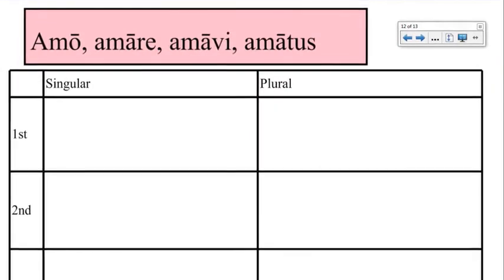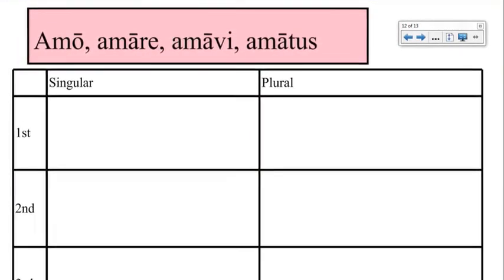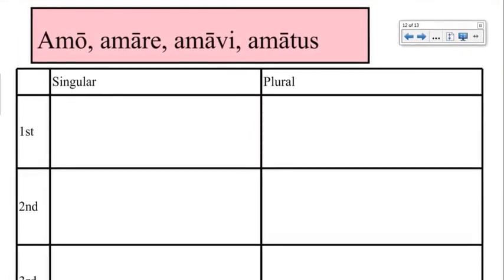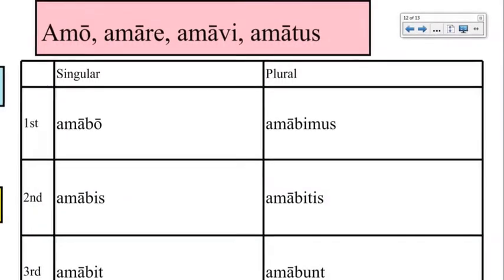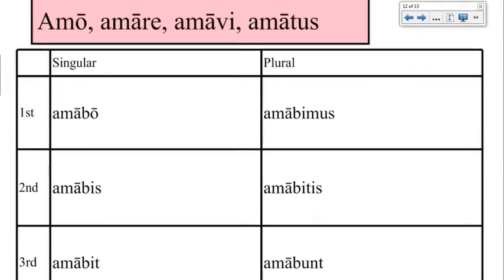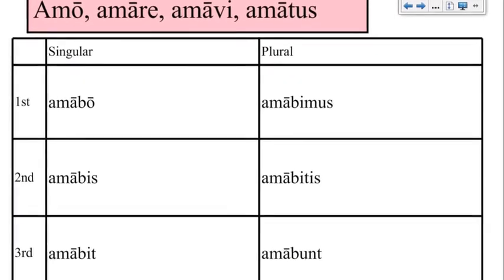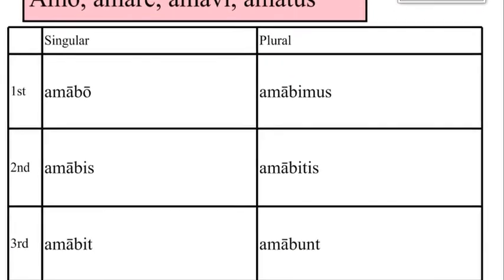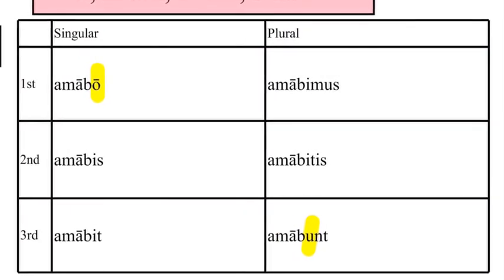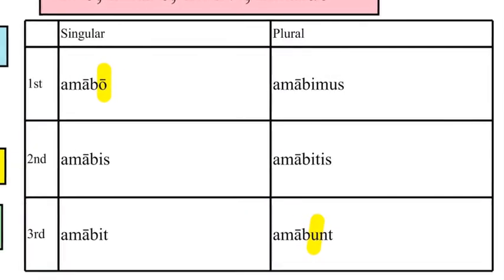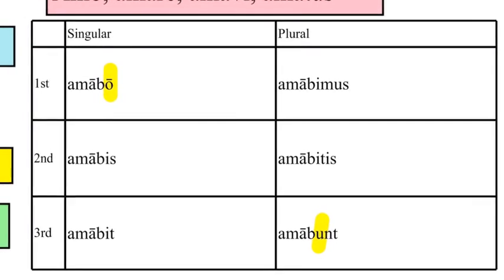Okay, draw yourself another chart because you're going to practice conjugating amo in the future tense. You may need to pause so that you don't see the answers. Amabo, amabis, amabit, amabimus, amabitis, amabunt. Did you get bo in the first person singular and bunt in the third person plural? Huge, good job, discipuli.